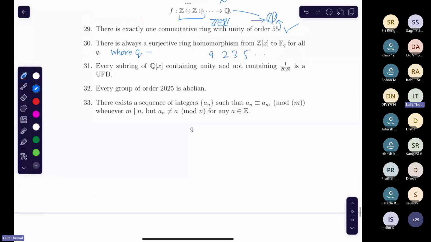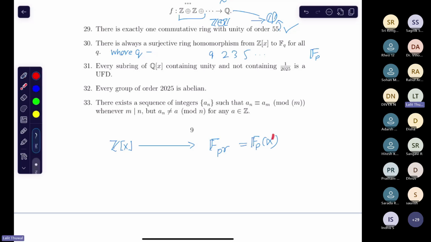It is easy to see that F_p is a quotient of Z[x]. So how do you prove this? Let me tell you. I'm not going to ask you, just letting you know. Suppose that this is F_p to the power r. You can write it as F_p(alpha). This alpha, say, is your field, then this is a cyclic group, right?